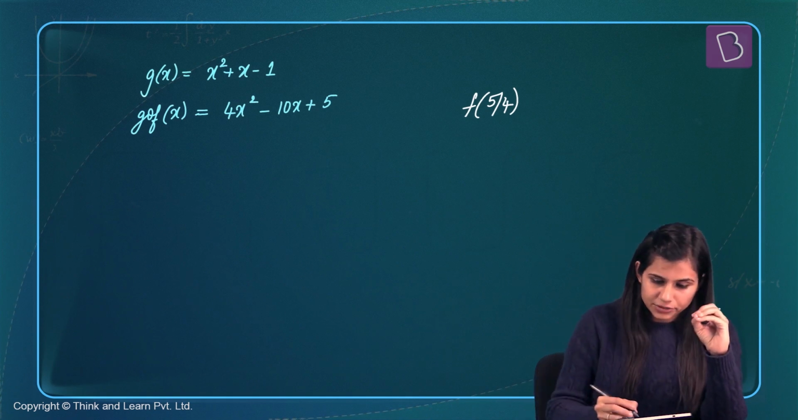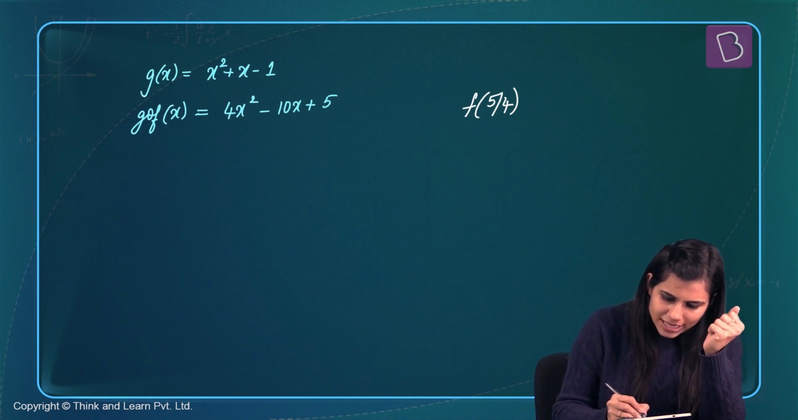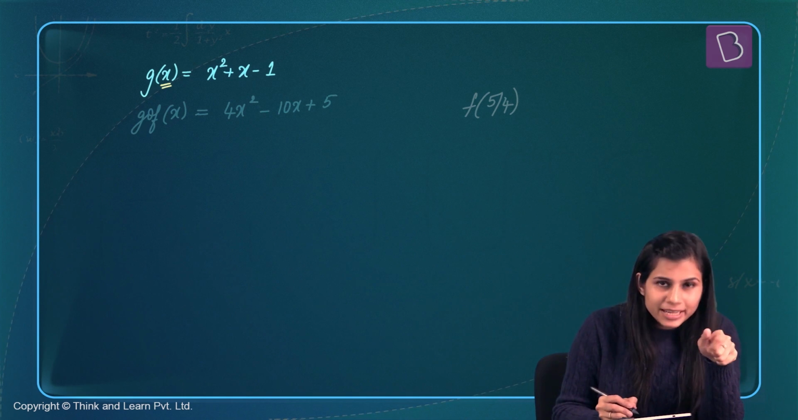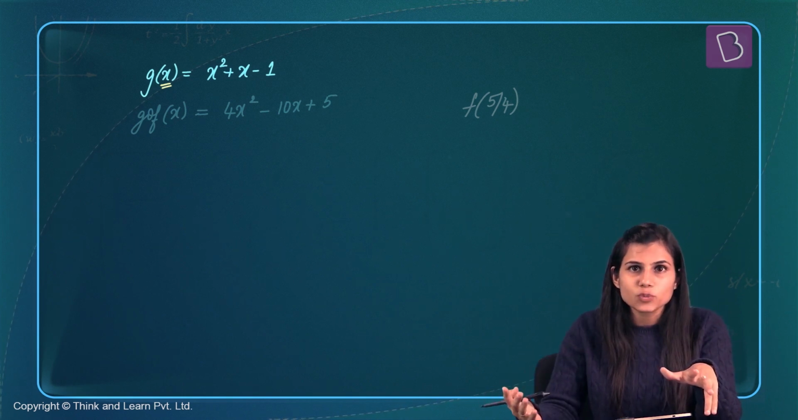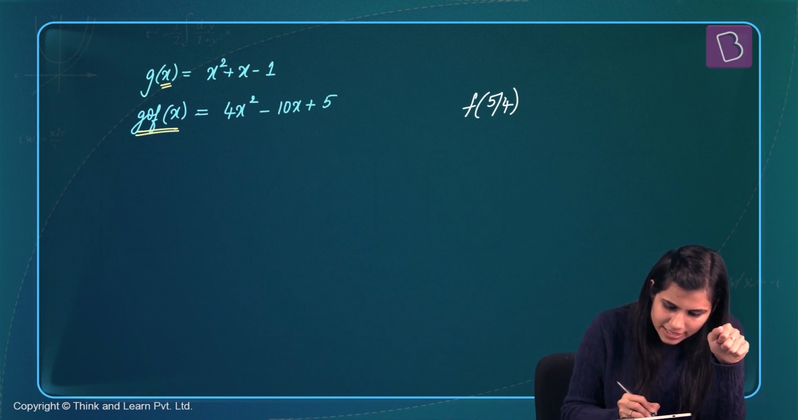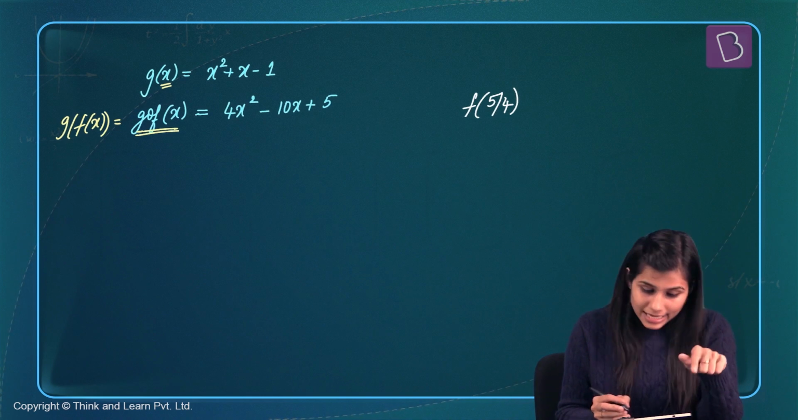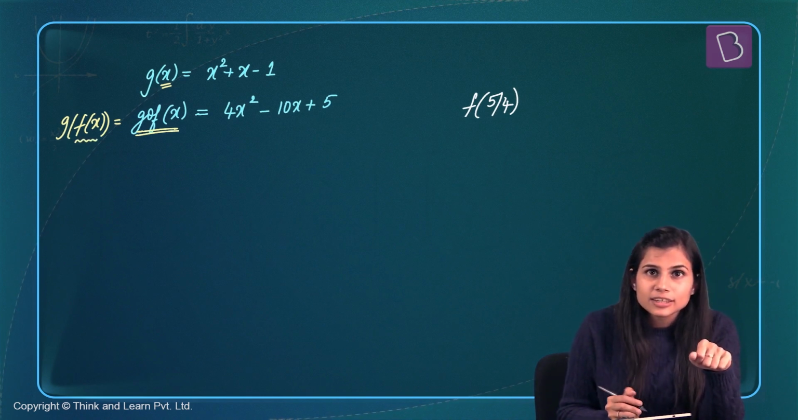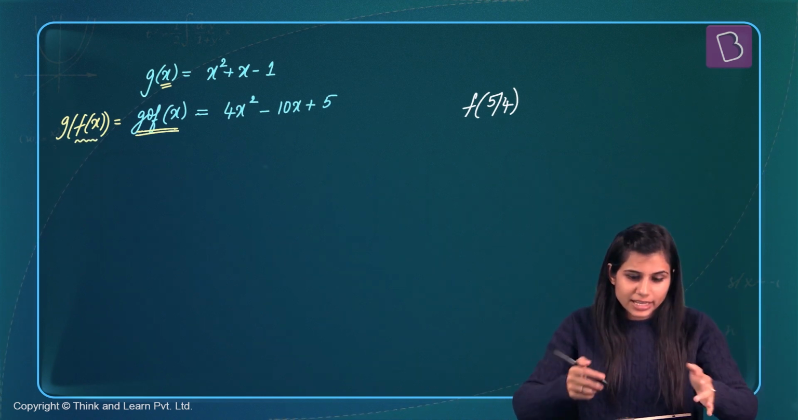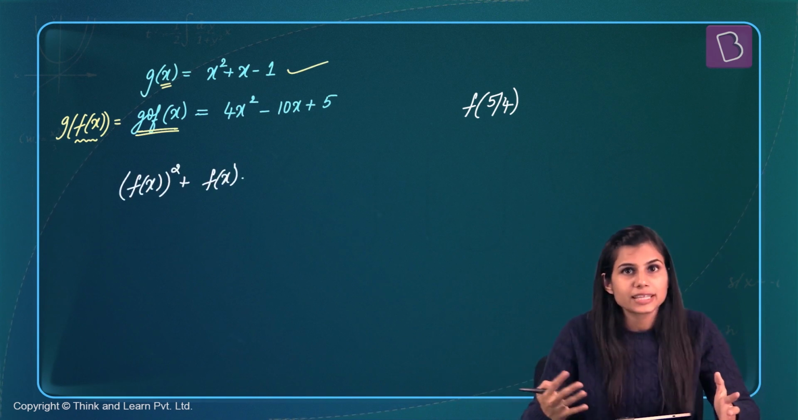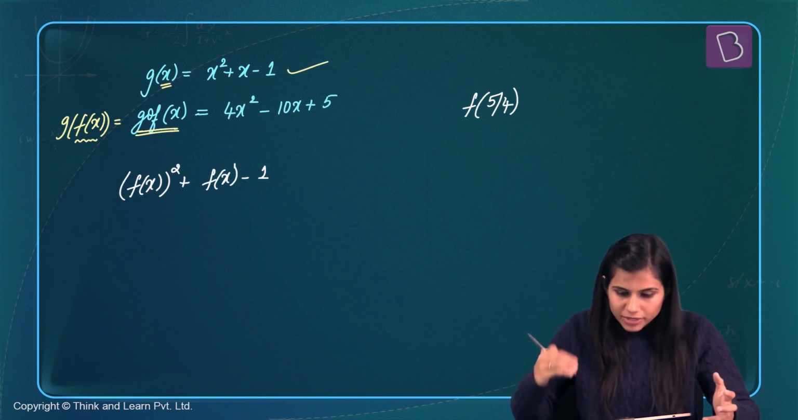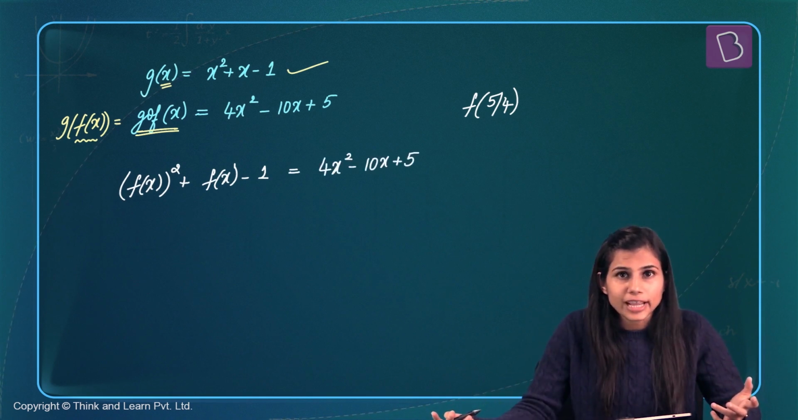Now realize in here, there's a simple catch. When g is applied to some input x, the answer is x square plus x minus 1. So g(f) of x is nothing but g of f of x, isn't it? That means now the input is f of x. So g of the input f of x, according to this definition, will be f of x whole square plus f of x minus 1. And from here you get this equation, right?